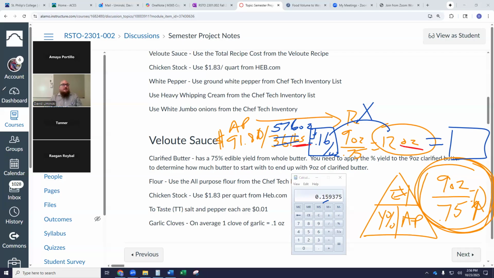All right, Amaya, you have... That's 16 times 12 or 0.16 times 12? 16 cents. Gotcha. Amaya, you had your hand up. Do you still have a question?